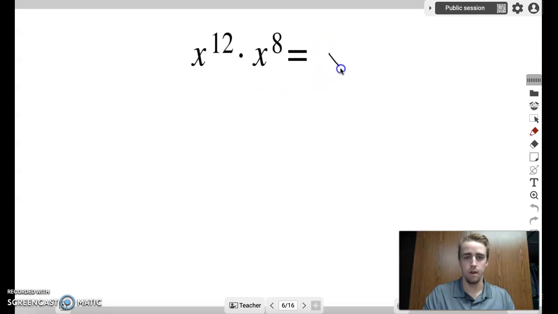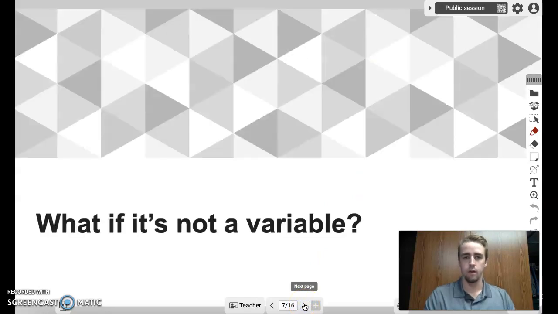Yep, we're going to keep the x. Now rethink that. What are we going to do? You multiplied the exponents. We're going to add them. I know the multiplication sign is here, but they have like bases. So instead of multiplying 8 times 12, we're going to do 8 plus 12. That will give us x to the 20th power. Everyone good on that?